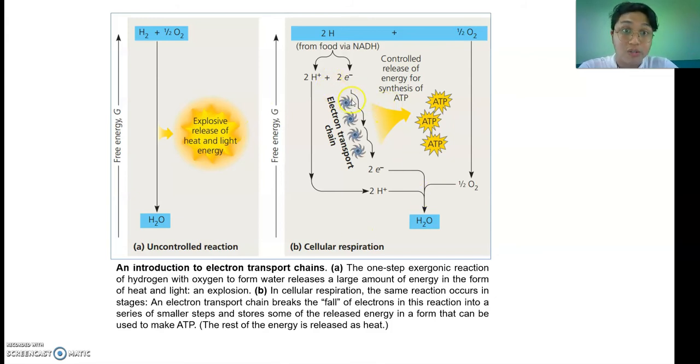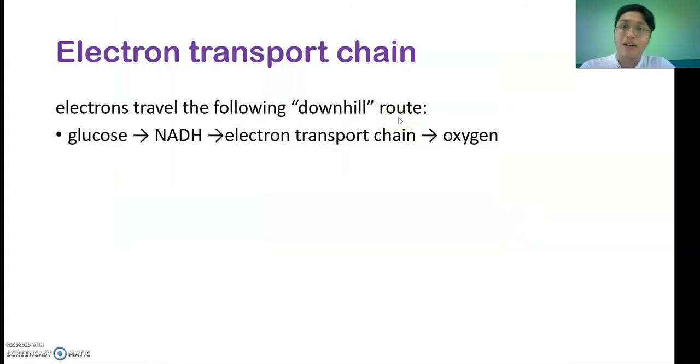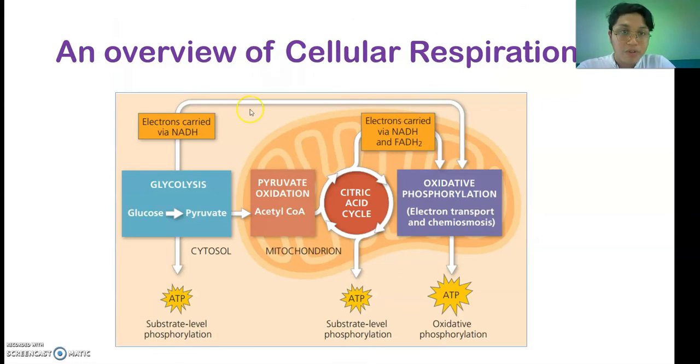Yung reactions na to. Okay? So hindi basta-basta sasabog, right? Unti-unti lang. Okay? So this is an overview of cellular respiration. So your glycolysis, pyruvate oxidation, citric acid cycle, and oxidative phosphorylation. These are actually the four major steps. Actually, 3 lang yan. Glycolysis, citric acid cycle, and oxidative phosphorylation. So this involves the production of your NADH and your ATP. Okay? So let's go, isa-isahin natin yan.